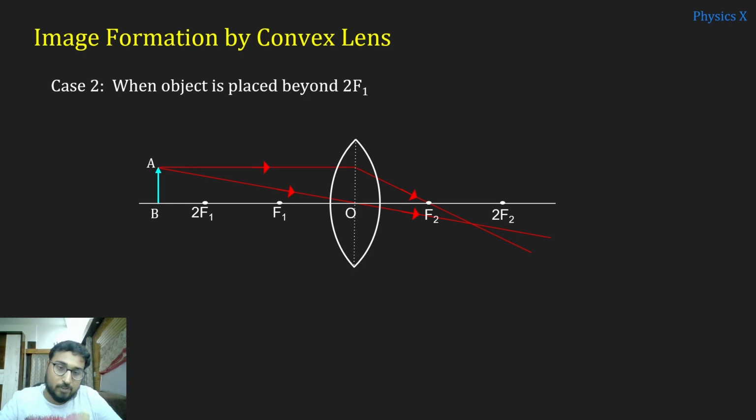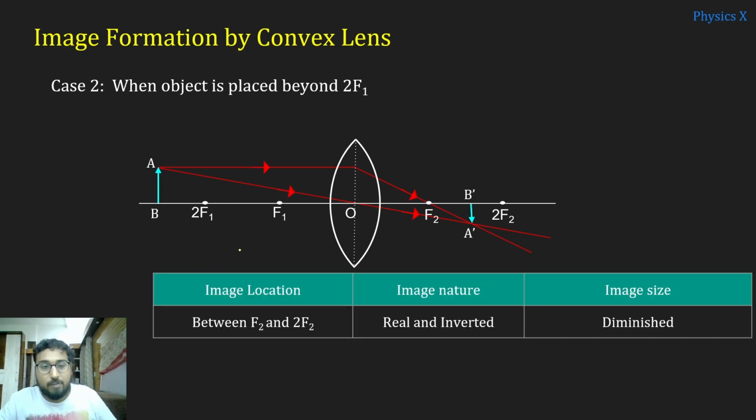So for the A point of the object, I am taking the two rays. One is passing parallel to the principal axis, one is passing through the optical center, so they are meeting at this point. So I can observe that the image is formed at this point, and you can see that this image is upside down. The A point is now downwards, so A dash B dash is your image, it is inverted, it is upside down, and the rays of light are actually meeting.